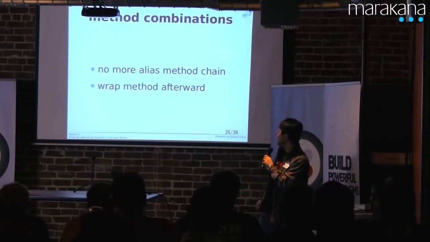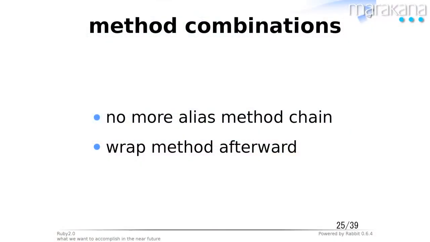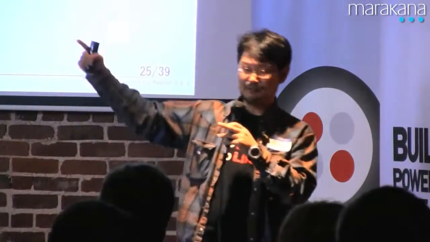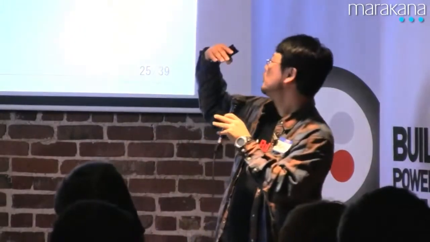Right. And method combination. Have you ever tried alias_method_chain in ActiveSupport? It's quite primitive: renaming the original method to keep it, then redefining the original method, then calling back the aliased method. I don't like that. I don't want to wrap the method afterwards.